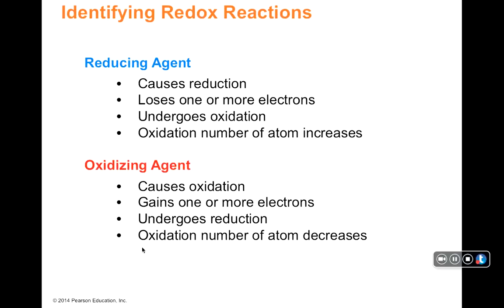One of the things to be able to do from these reactions is to identify any of these quantities. So to identify the reducing agent or oxidizing agent, to identify what's causing reduction, what's causing oxidation, to identify what loses, what gains electrons, identify what undergoes oxidation, what undergoes reduction, and identify what oxidation number increases and decreases. Okay, so you'll need to be able to identify all of these things that we'll go through. So an oxidizing agent is sort of the flip side. This causes oxidation. It gains one or more electrons. It undergoes reduction, and the oxidation number of the atom decreases.